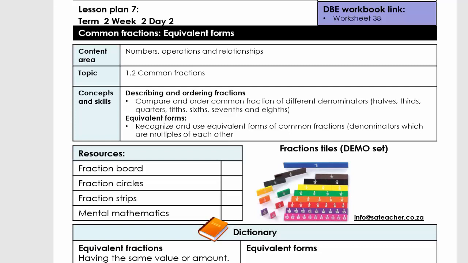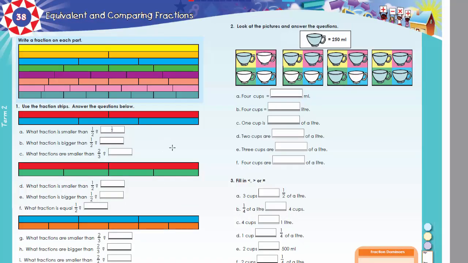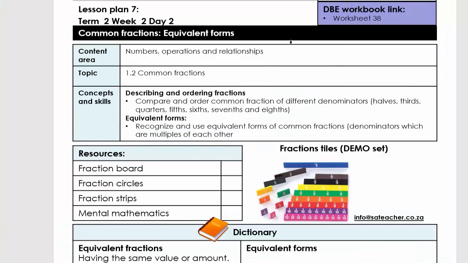Good day, everybody. Today we're going to do lesson plan 7, grade 4, term 2. The topic is common fractions, equivalent forms. It also links to DBE workbook worksheet number 38. Just quickly going to show you there. I'm going to go back to the lesson plan. This is then the link to the CAPS.